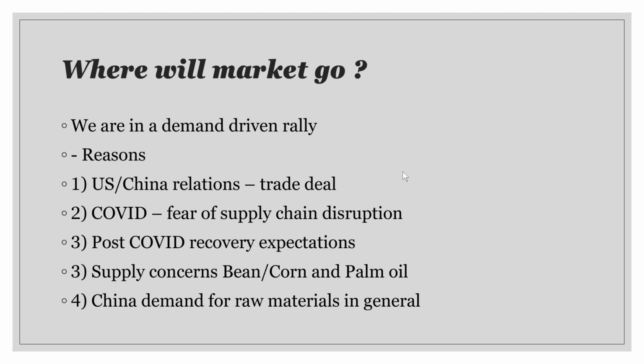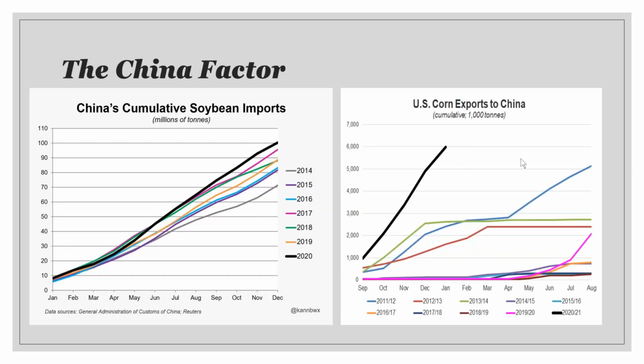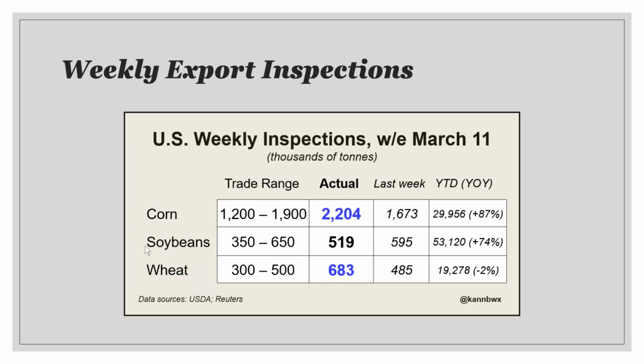And lastly, of course, just Chinese demand for raw materials. This is just to highlight where China is. We can see China is buying a lot more corn and beans now. They've already passed 100 million tons for 2020. This is another report that you can find every Monday, where they show the inspections.